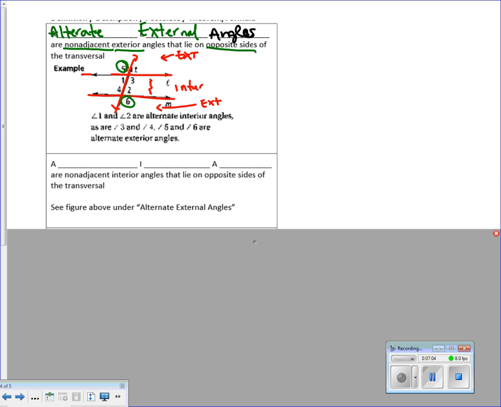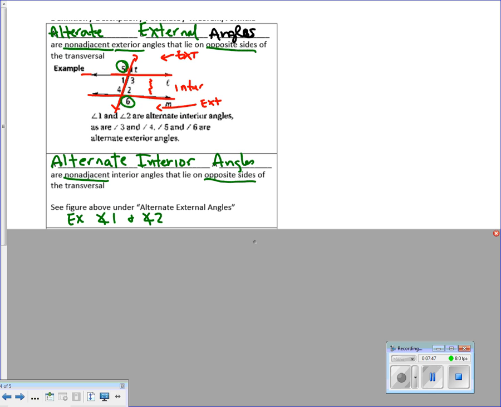We have another one, very similar to the one above, but instead of being exterior angles, they're interior. Alternate interior angles are definitely going to be chosen from angles that are in between the two lines. So we're looking at angles 1, 2, 3, and 4 as a set of interior angles, but they are non-adjacent. If I was looking at 1, I couldn't pick 3 because those are adjacent to each other. They're opposite sides of the transversal, so I couldn't pick 1 and 4. So really, alternate interior angles, one pair, an example of that would be 1 and 2.